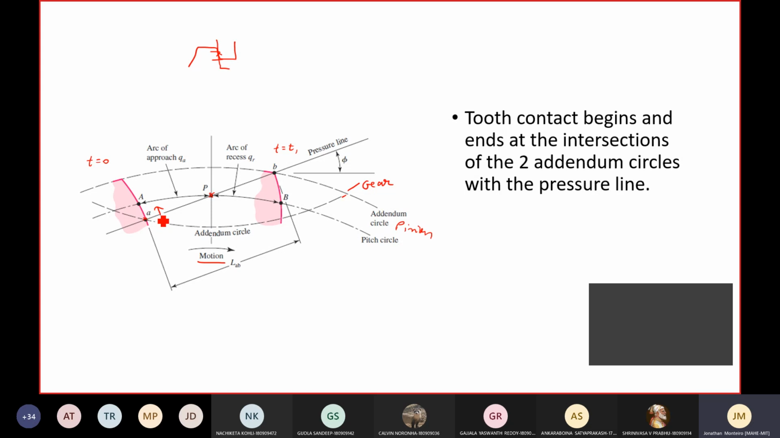Now, as we mentioned, the tooth contact begins at the ends of the intersections of the two addendum circles with the pressure line. So this is the pressure line, and this is the involute that we have just described, also called the involute angle. This pressure line will continue from A to B, and it happens for each and every tooth pair. Now, what is the contact ratio here?